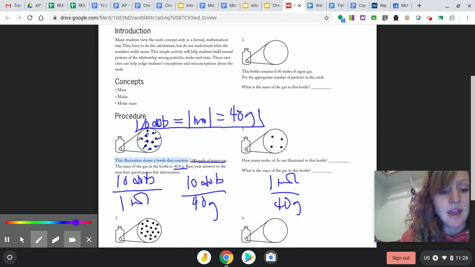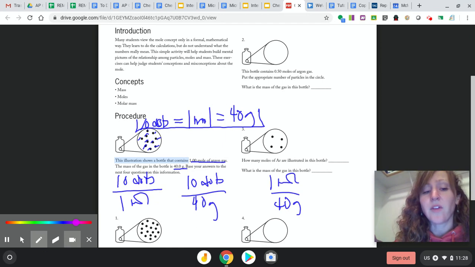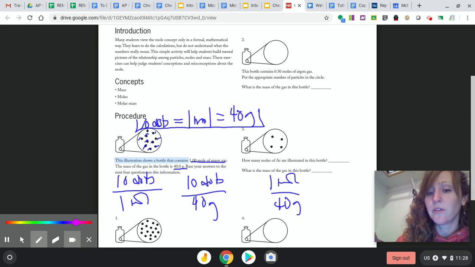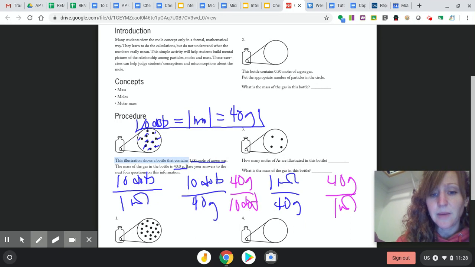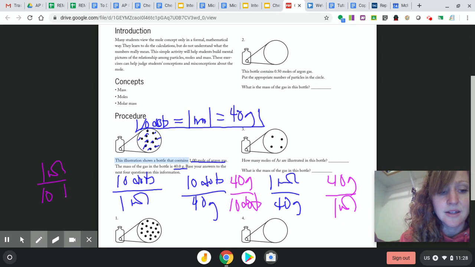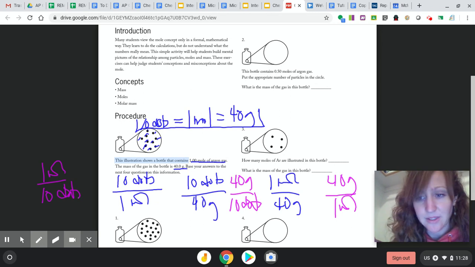And of course, like every single conversion factor, if I can write them this way, I can also flip them and they're still equal. 40 grams and 1 mole are equal amounts. 40 grams and 10 dots are equal amounts. And 1 mole and 10 dots are also equal amounts. So I can write a whole bunch of conversion factors off of this one equivalent statement with these 3 quantities.